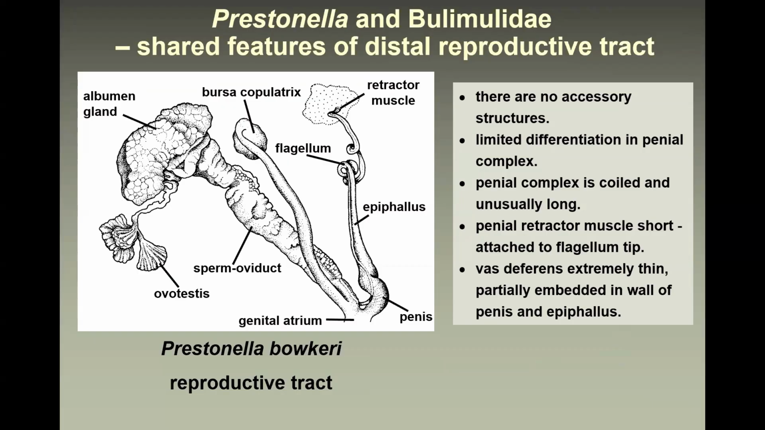There's limited differentiation between the penis, epiphallus, and the flagellum, and those three structures are very long. The penial retractor muscle, attached to the body wall here, is very short and attached to the very tip of the flagellum, all characteristic of members of the Bulimulidae. The vas deferens is also very thin-walled and partly embedded in the wall of the penis.